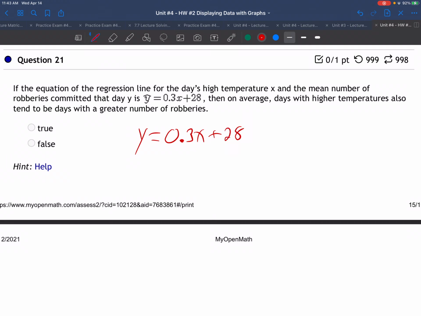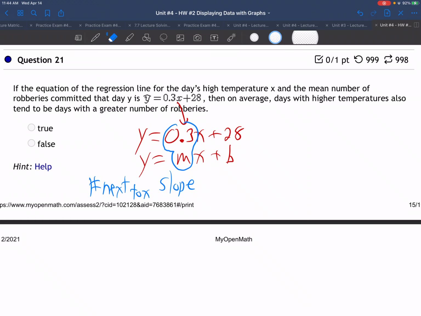Okay, so just bring that equation down like this. Remember, y equals mx plus b. This right here, we call it m, it's the slope. So the number next to x is the slope. In this case, it's 0.3. Okay, and so what? What is the slope?